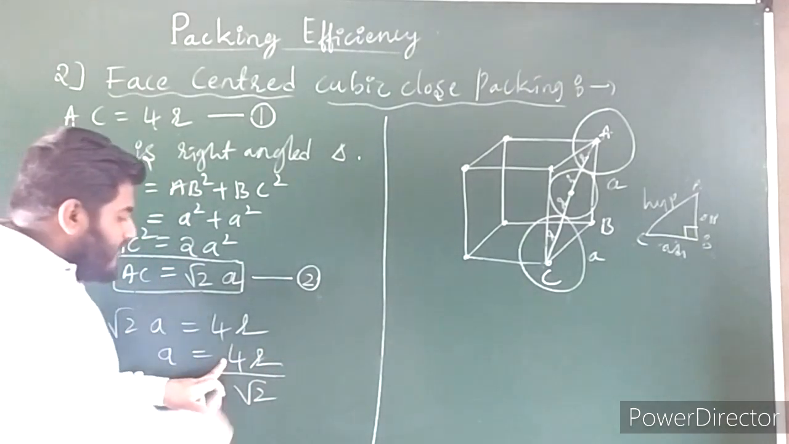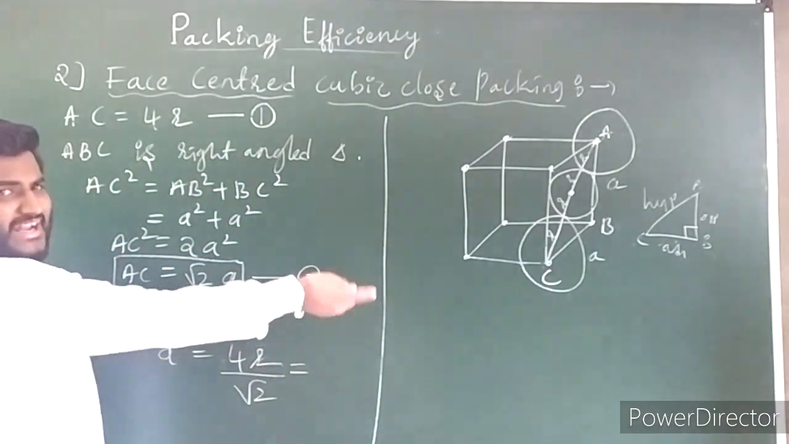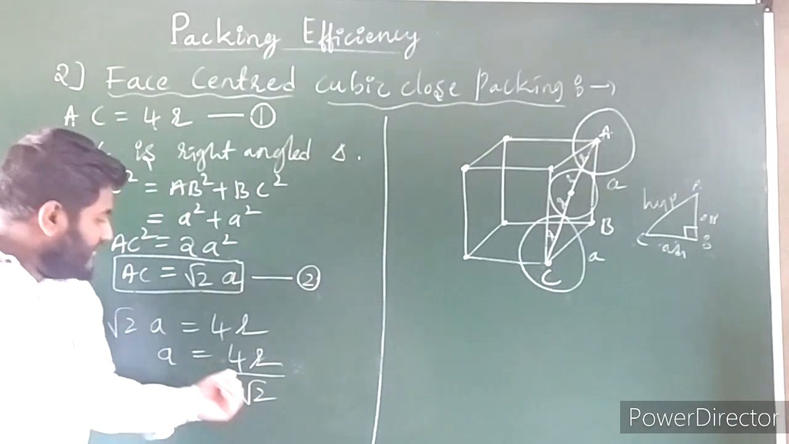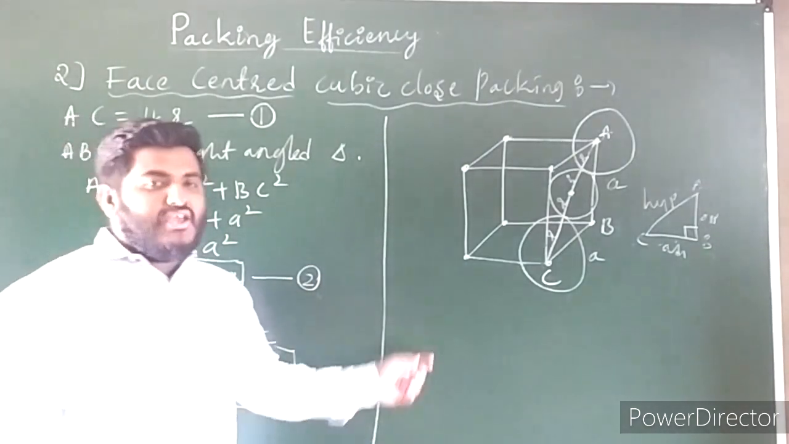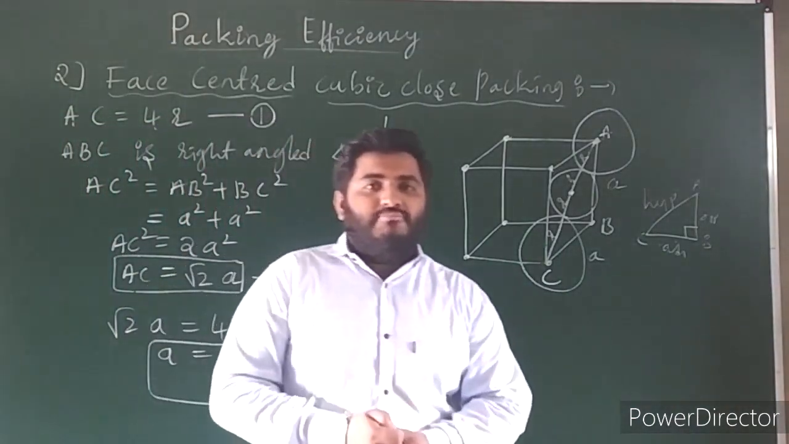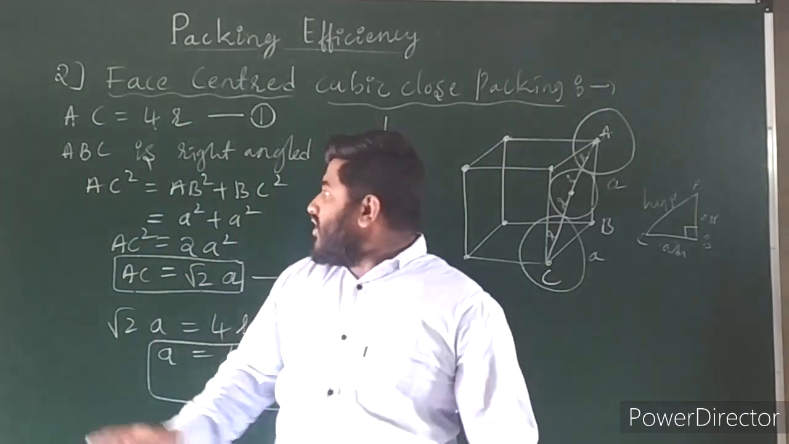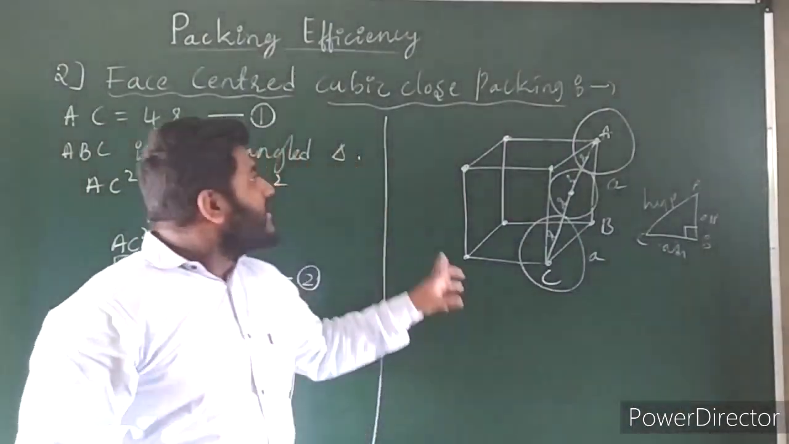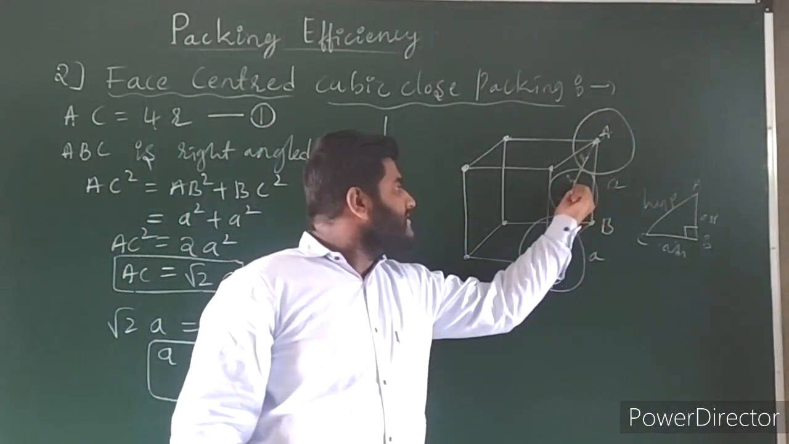We can write the simplification, or else we can directly substitute and calculate. That is also fine. This is the a value. Remember this. Now comes the further calculation part, which is nothing but the packing efficiency formula; you have to put that value in. So up to this you understood now. See here what I did: in the case of face centered, one atom is present at the face. See here, this atom.